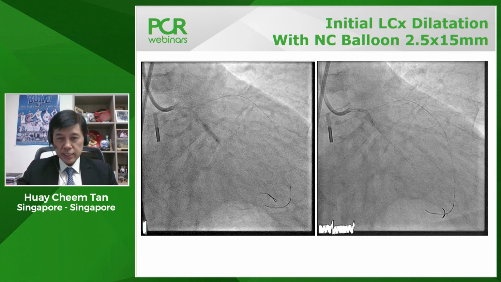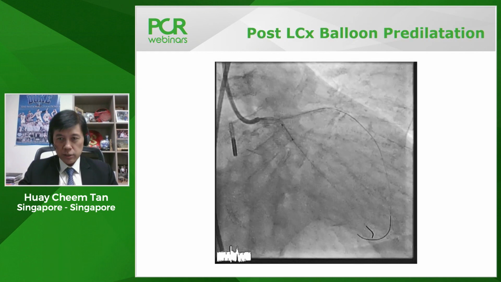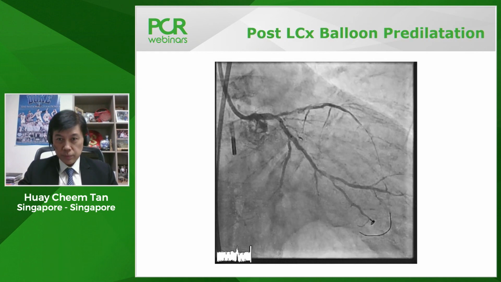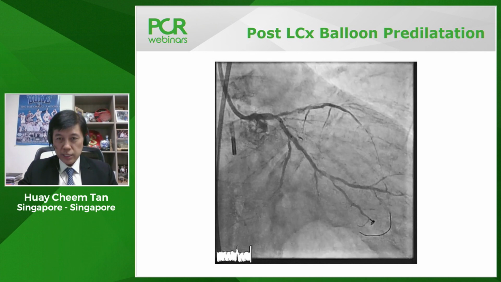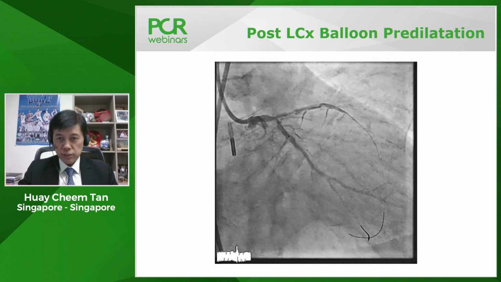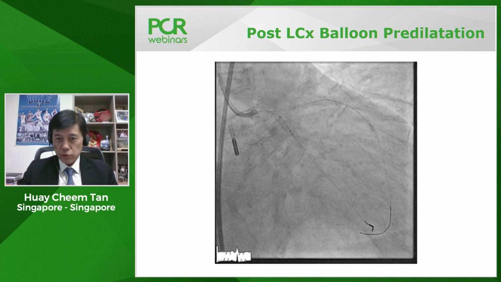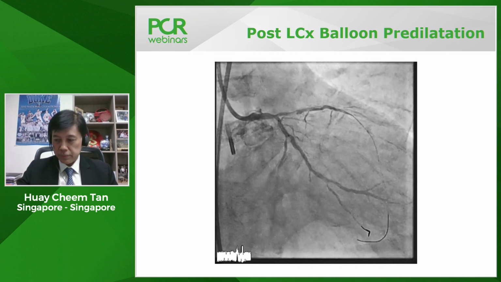And then I started also dilating the circumflex with another NC balloon, in this case 2.5 by 15, dilating both the OM as well as the ostial circumflex lesion. And this is post circumflex and LAD balloon dilatation. We managed to achieve some flow down both arteries.